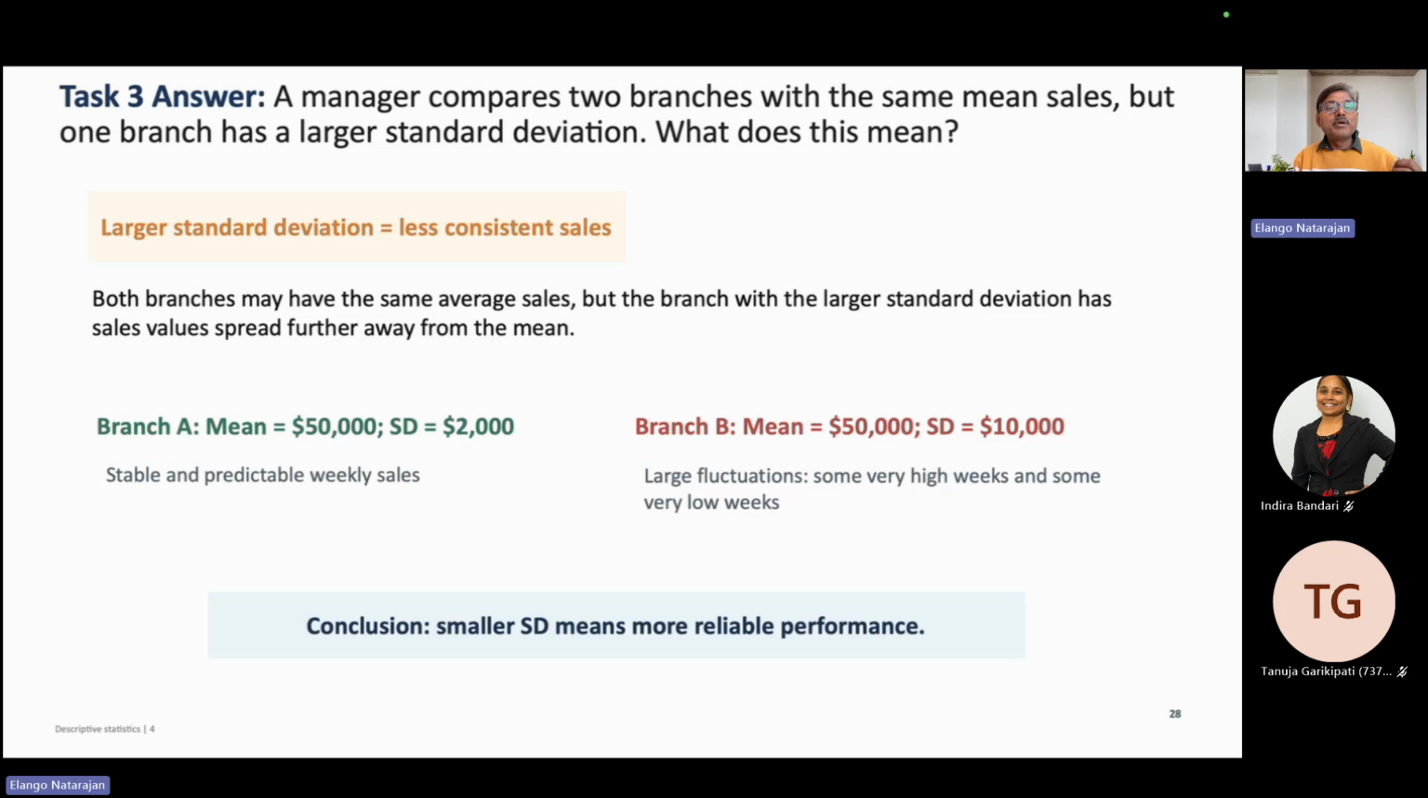So you can consider that branch is okay, good. Whereas for the large standard deviation branch, you have to take some action to bring it down.